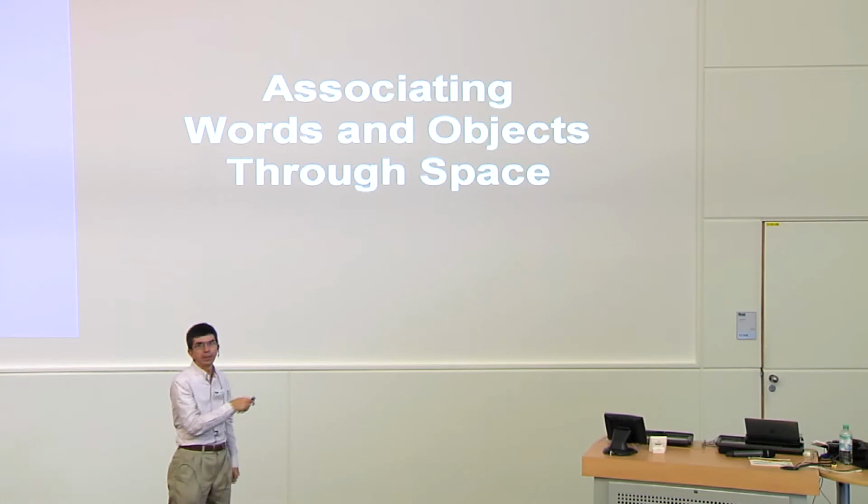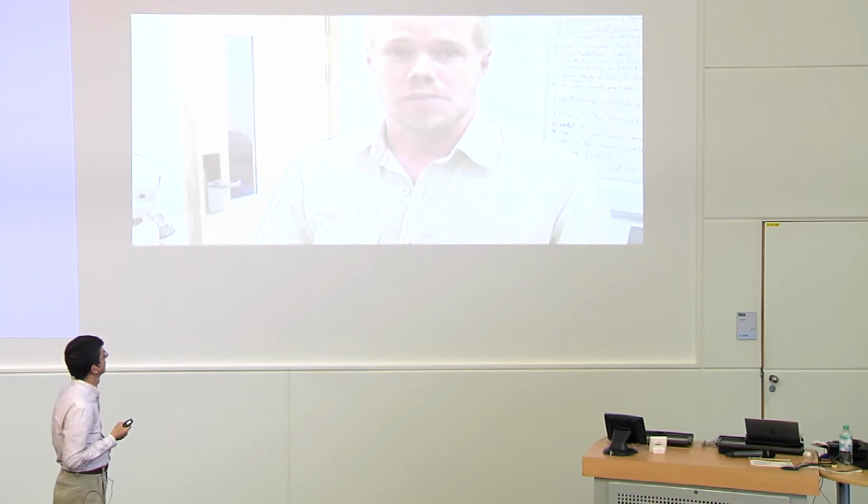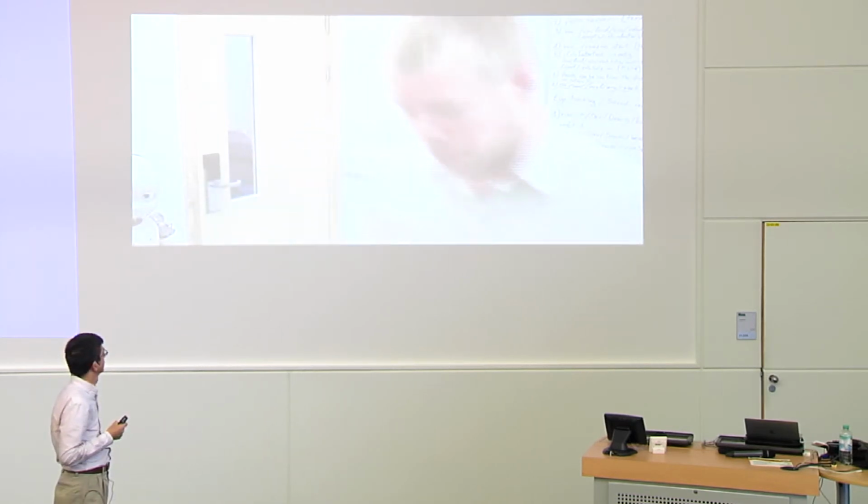So space, remember, it means postural space. So when children learn the names of objects, those objects don't have to be in sight. It can be through association. So we'll show you how that works on the robot.